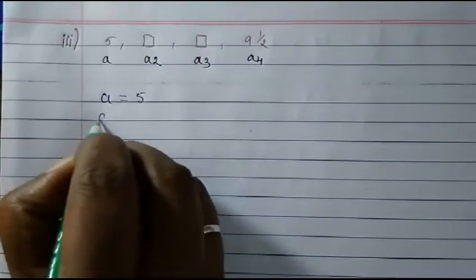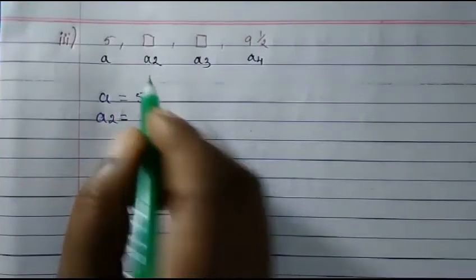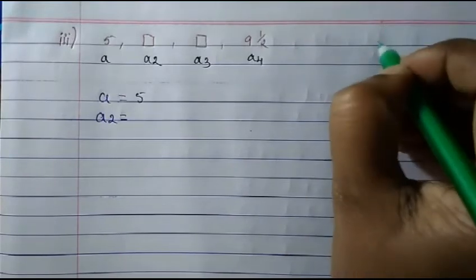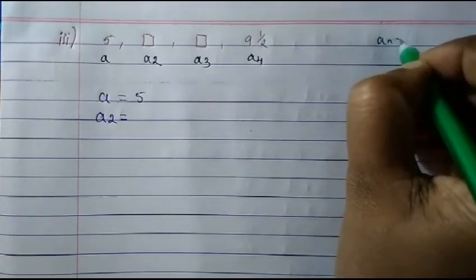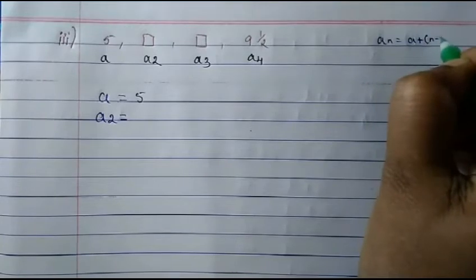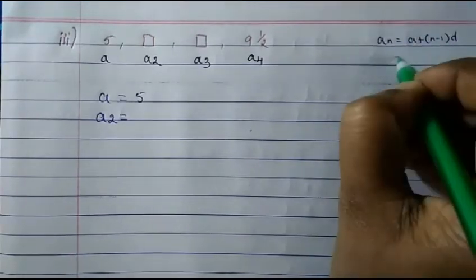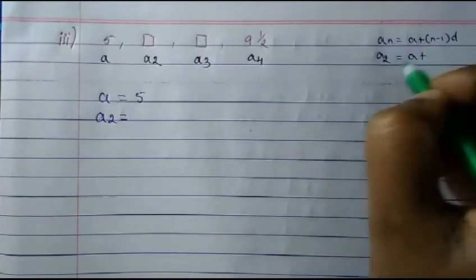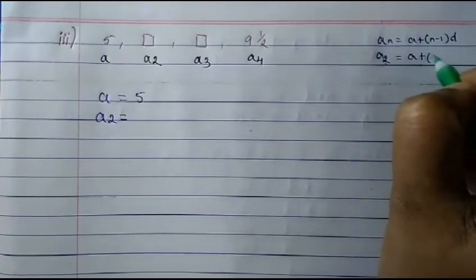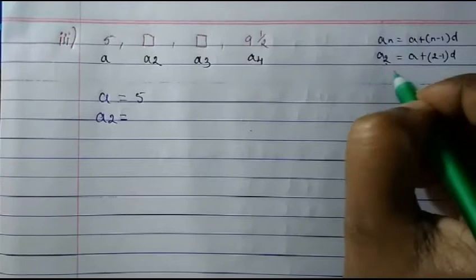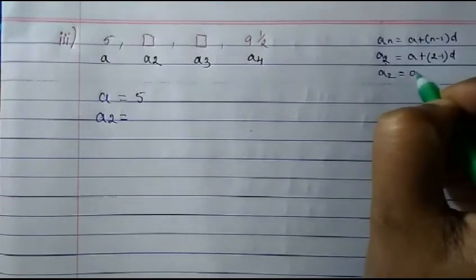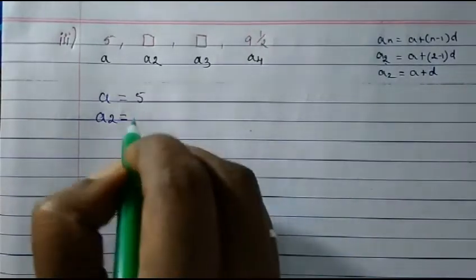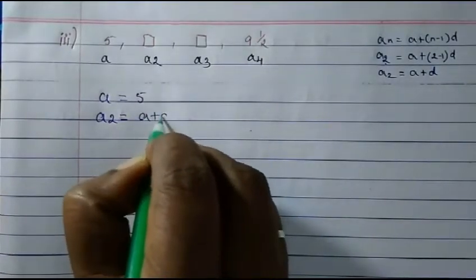Then A2 can be written how? I told you, you can use the nth term formula, that is An equal to A plus n minus 1 into D. So we want to find A2. A2 will be A plus, n is 2, so 2 minus 1 D. Then A2 can be written as A plus 2 minus 1, which is 1 D. So A2 can be written as A plus D.